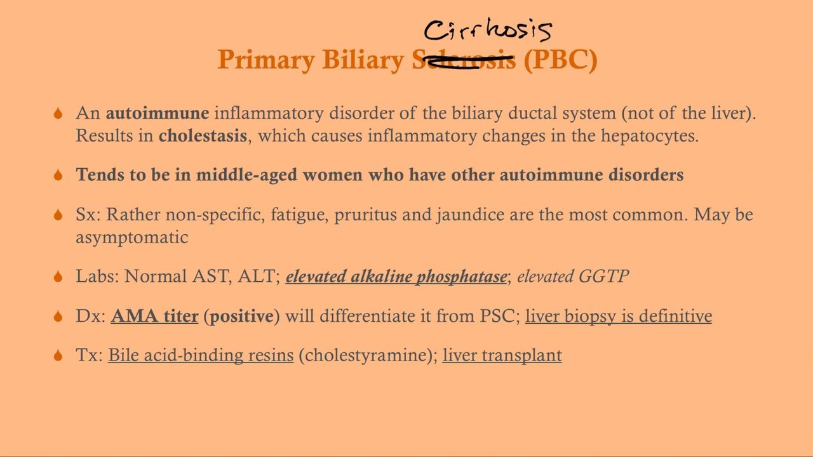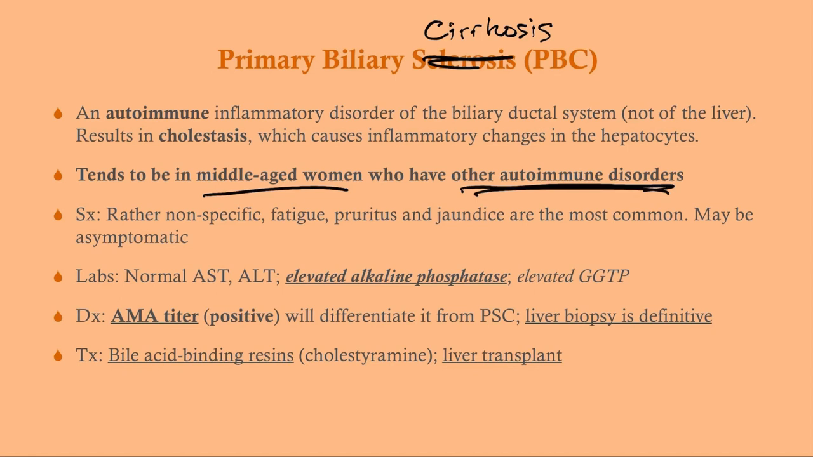So primary biliary cirrhosis, this is autoimmune. Okay, we know what causes it. It's autoimmune. And this is a disorder, again, of the ductal system, and it results in cholestasis, which does ultimately lead to cirrhosis. But again, at its core, it's a biliary ductal problem. This tends to be in middle-aged women who have other autoimmune disorders. So PSC was men, especially with ulcerative colitis or Crohn's disease. PBC is middle-aged women with other autoimmune disorders.